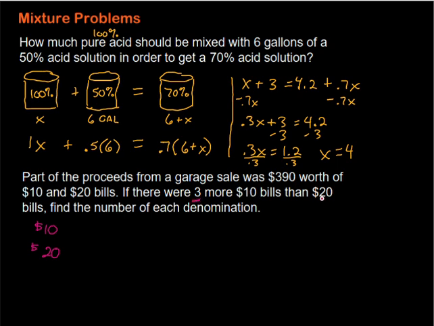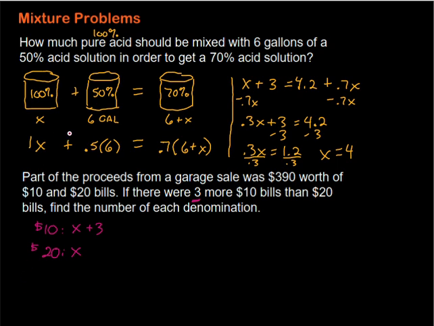are 20s. So let's call the number of 20s x, and let's call then the number of 10s, well, it's 3 more than the 20s. So that's going to be x plus 3. Okay, so this is how many of each of those types of bills that we have.